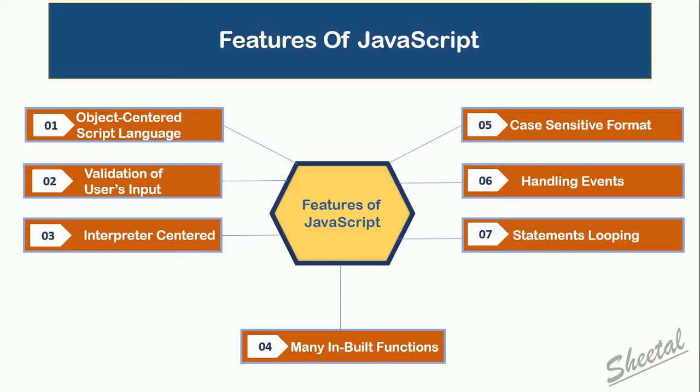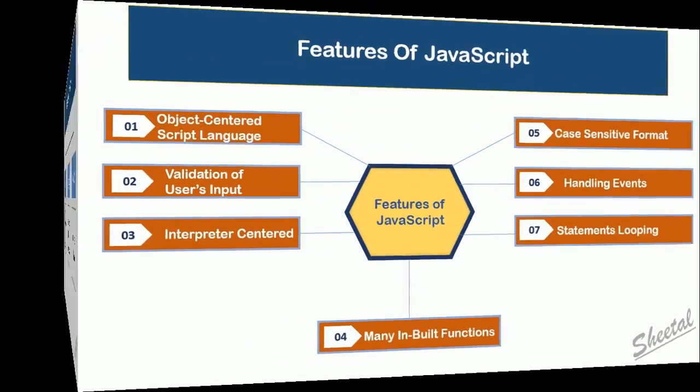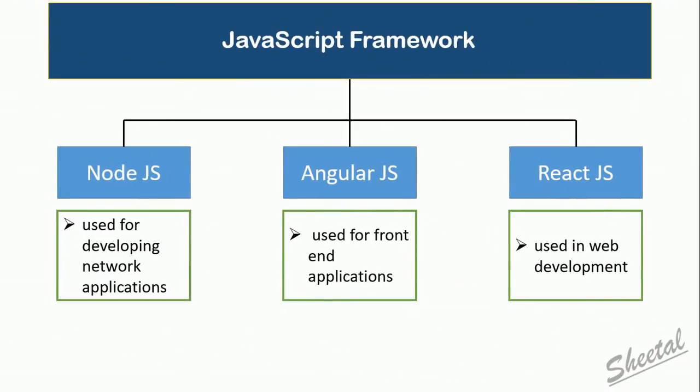There are some basic JavaScript frameworks. The first is Node.js, the second is AngularJS, and the third is React.js. Node.js is used for developing network applications, AngularJS is used for front-end applications, and React.js is used in web development.